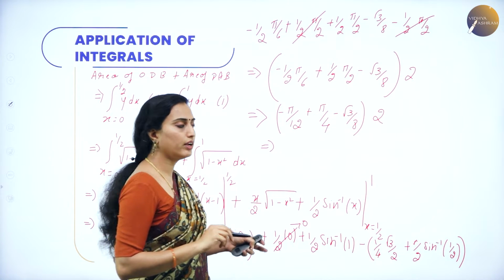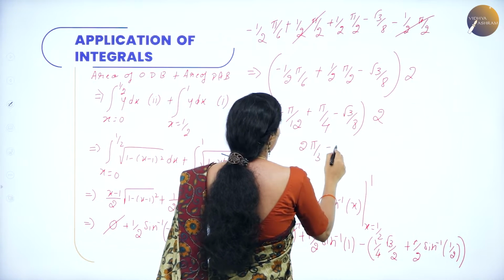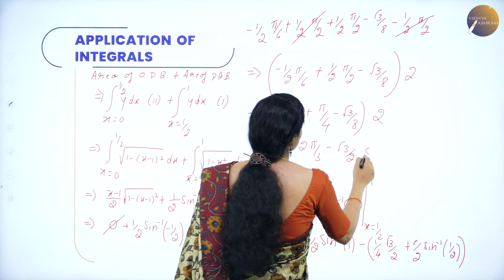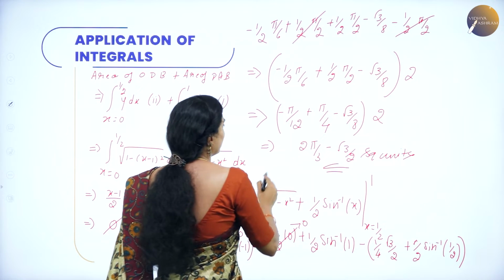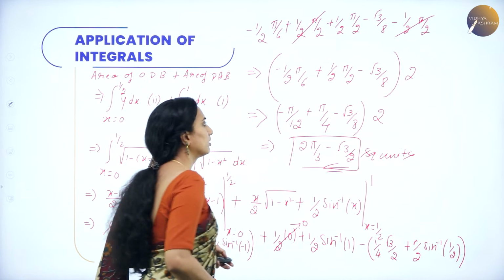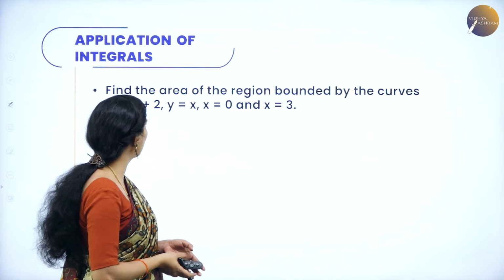Correct? So you are going to get the answer as 2 pi by 3 minus root 3 by 2 square units. So this is your final answer for this question. I hope you understood this cancellation. Now we'll be moving on to the next problem.